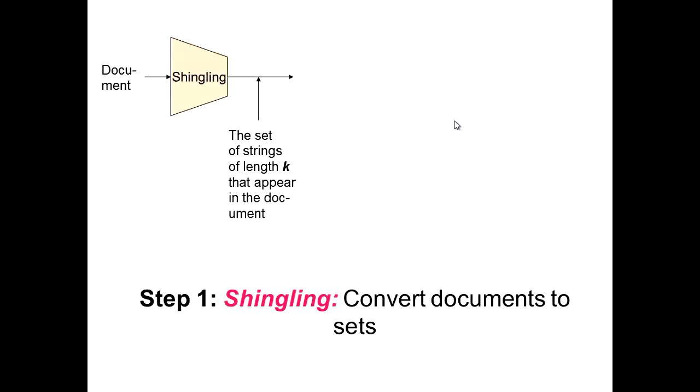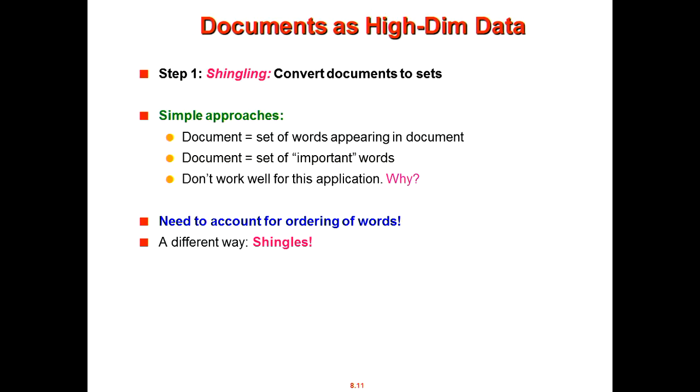Okay, so the first step is called shingling. It's about how we can use a set to represent documents, the set representation for documents. A document is just a set of words, right? So we can use some simple approaches. We can just use the set of words appearing in this document, where each element in the set is one term in the document.